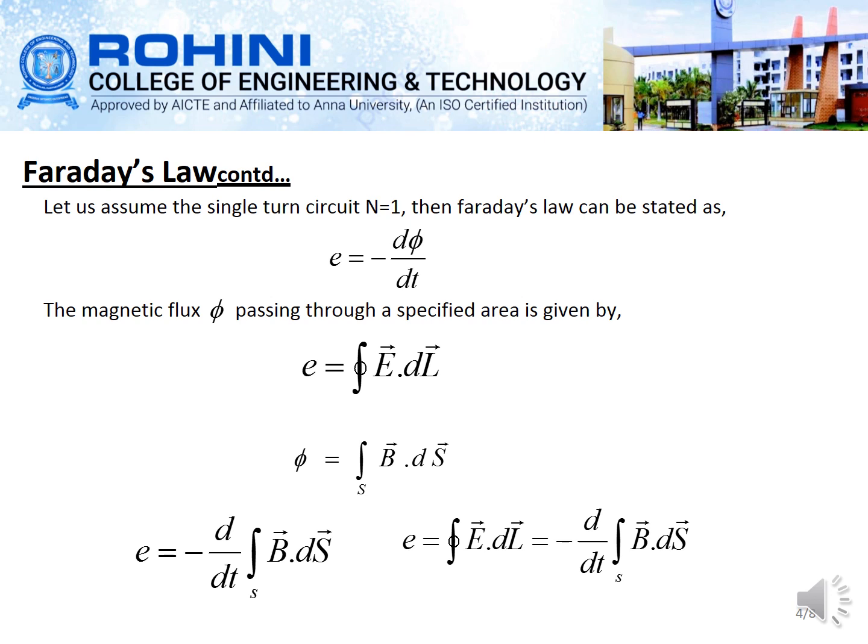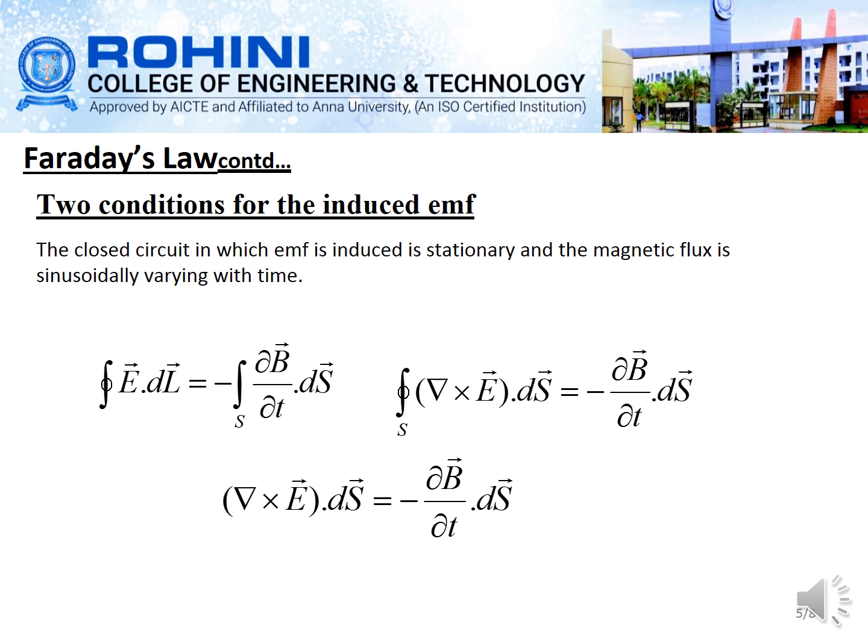So here we are applying two conditions for the induced EMF. The first one is the closed circuit in which this electromotive force is induced is stationary, so the magnetic flux varies with time, and from this we can clearly say that the magnetic flux density is the only quantity which is varying in time. And also here we are using the relationship by changing the coordinates as well as the time, so that we write this equation as E is equal to integral of E vector dot dl vector, which is nothing but minus d by dt of integral of B vector dot ds vector. And these are the two conditions.